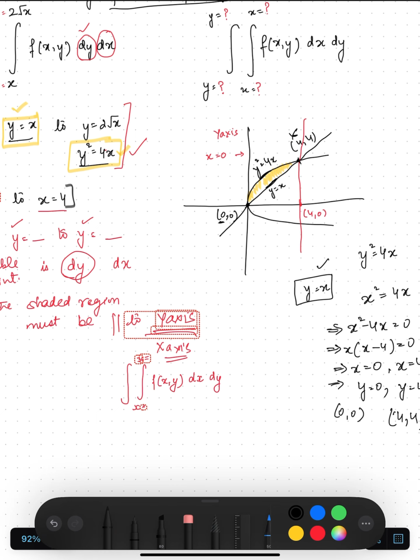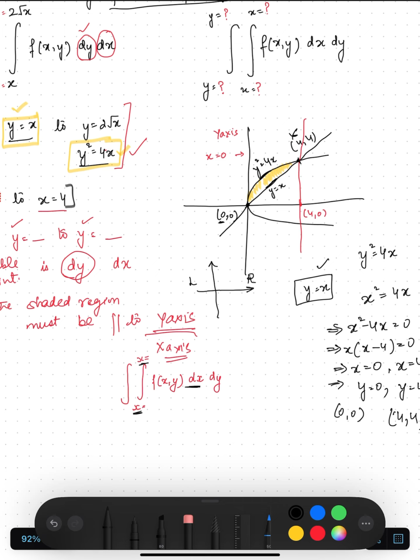If I am in the shaded region and selecting the limits of x, let me make it very clear: if it is the limit of x, we will be entering the shaded region parallel to the x-axis. If I am entering the shaded region parallel to the x-axis, my entering direction must be from left to right. And if I am entering the shaded region parallel to the y-axis, my entering direction will be from bottom to up. So now the inner limit is dx.